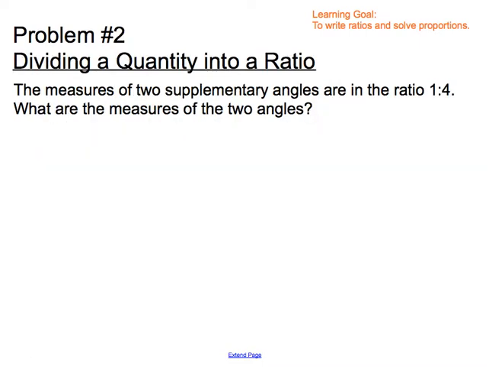The second type of problem that we might run into is taking a known quantity and dividing it into a ratio. So here we have the measures of two supplementary angles, and they're in the ratio of 1 to 4. So we need to find the measure of the two angles. So first, an important fact that we've known for some time now, supplementary angles add up to 180 degrees.